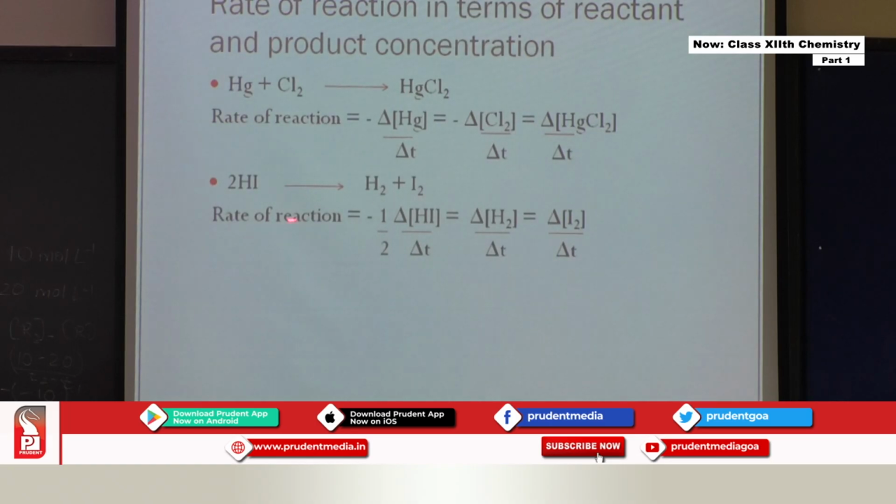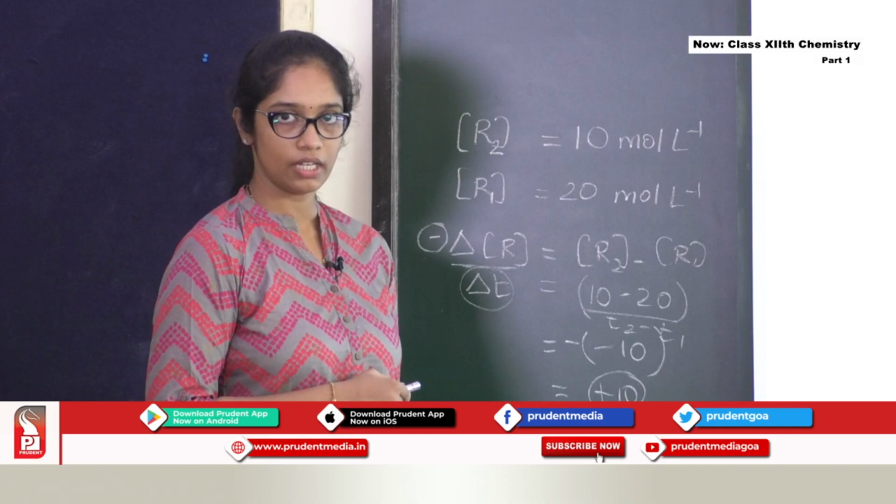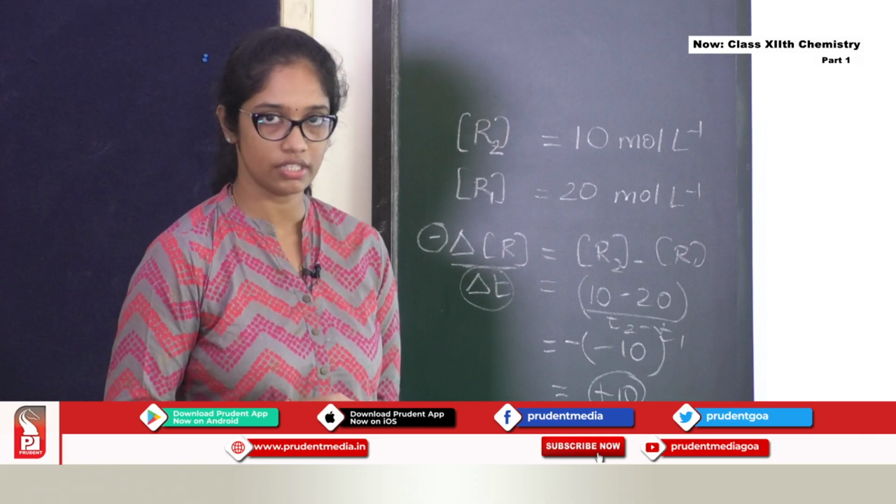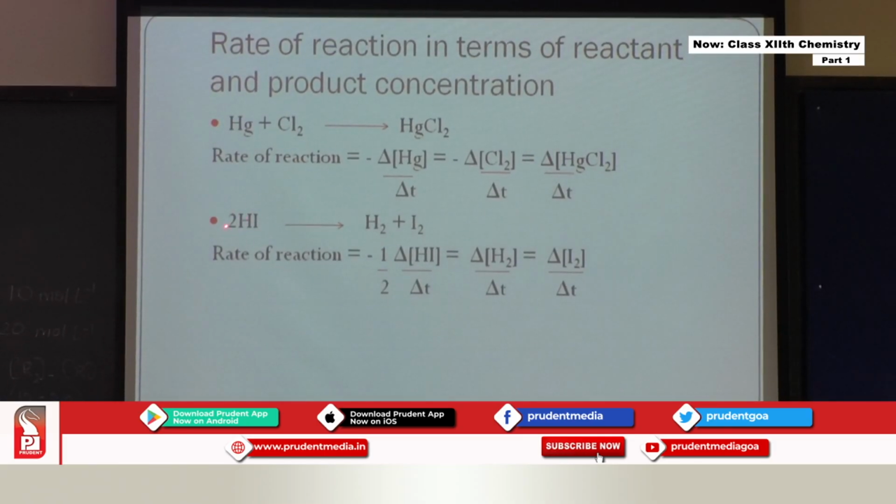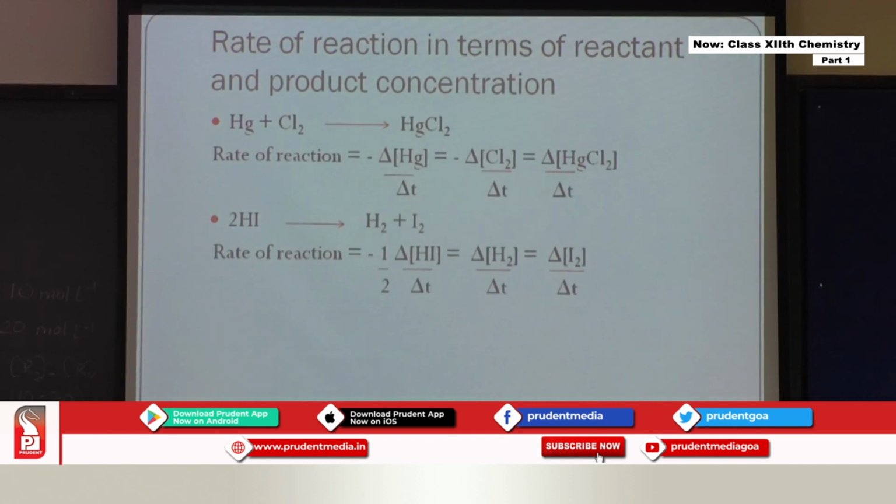Here you have to pay attention when the number of molecules of the reactant and product is not the same. As you see, hydrogen iodide is the reactant here, which are 2 in number. 2 molecules or 2 moles have been used, and you have 1 mole of hydrogen and 1 mole of iodine being produced every time 2 moles of hydrogen iodide is being used up. So in that case, whenever you write down the rate of the reaction in terms of the reactant, you have to remember to put the negative sign because reactant concentration keeps on decreasing with time, and also you have to divide by the stoichiometric coefficient.